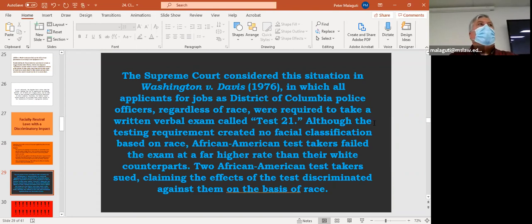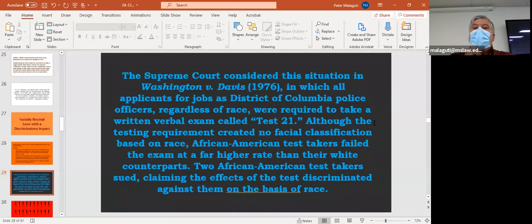The purpose for it was laudable. Obviously, police officers are required to communicate with members of the public. Therefore, we want people with good communications skills and people who have good critical judgment skills. So we're going to create this standardized test, test 21, a written verbal exam.